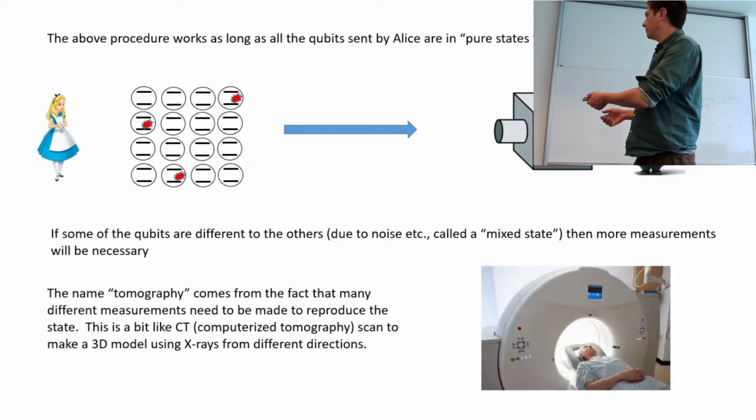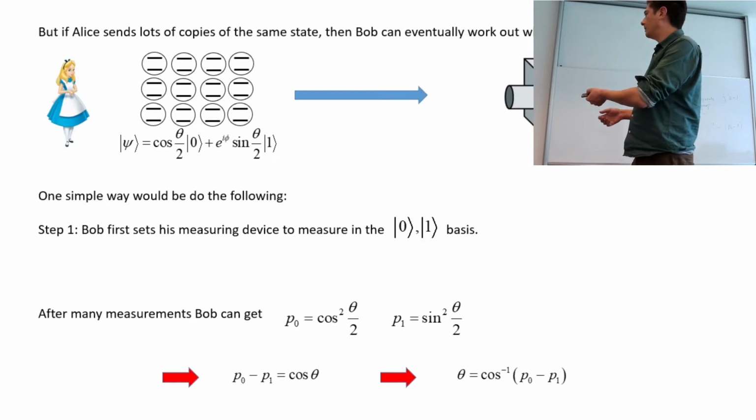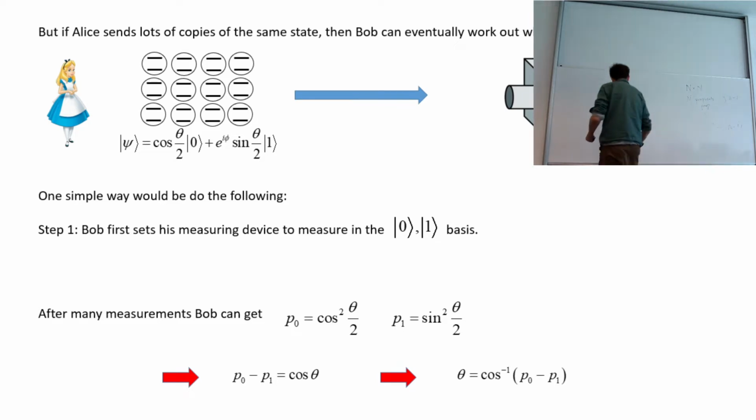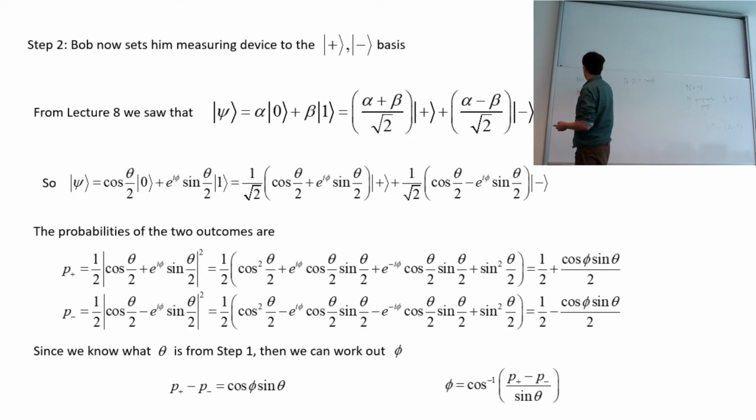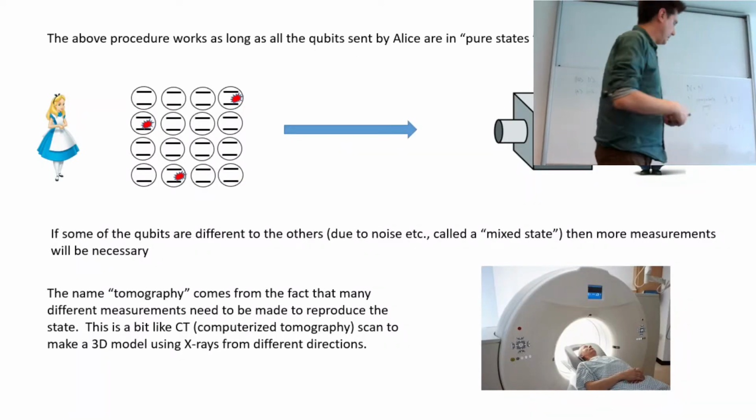Maybe these are the key formulas that we need. In the Z basis, or the 0-1 basis, P0 minus P1 is cosine theta. And in the plus minus basis, P plus minus P minus is cosine phi sine theta. So that's all the information you need.